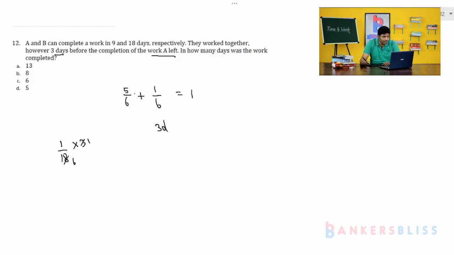If both A and B work together, then how many days do they take? See here 9, here 18. So 18 is the LCM, 18 1s are 18, 9 2s are 18. So 18 by 2 plus 1, that is 18 by 3, which is equal to 6. Means what? If both of them work together, they take 6 days to complete the task.